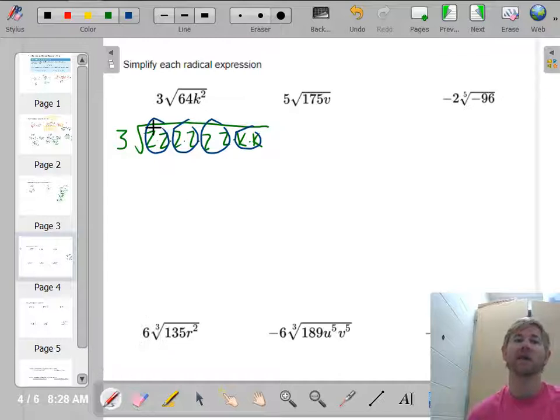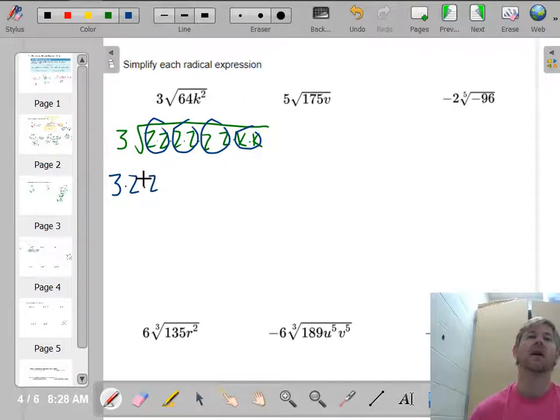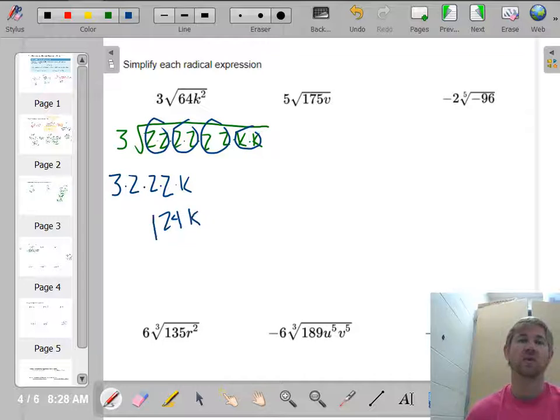If it's a square root, for every 2 of these underneath, one of them is going to make it out, because the square root of 2 times 2 is 2. So we have a 3 on the outside. One of these 2's is going to come out. Another 2 is going to come out. Another 2 is going to come out. And a k is going to come out. Well, what's left underneath the root? Nothing. It all comes out. So we have 3, 2, 2, 2 on the outside. If you do 3 times 2 times 2 times 2, you get 24. And then you just have k, so 24k.